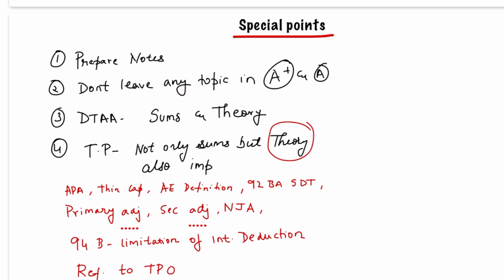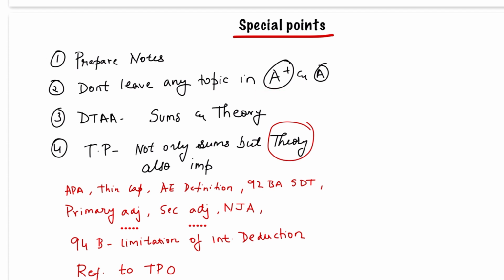That does not mean we should leave B and C also, but give first priority to A plus and A category topics. Do not leave even a single topic out of them. DT being a very vast subject, questions can come from any corner of the topic. So do not leave any topic in A plus and A category.